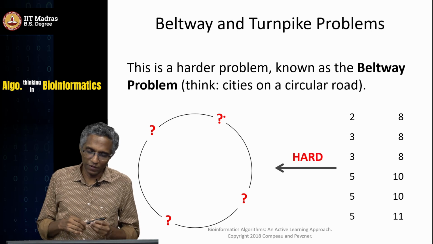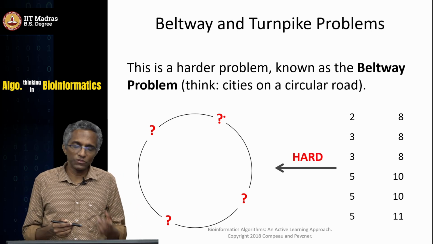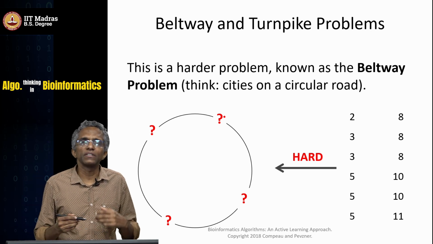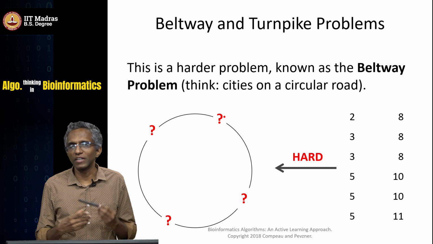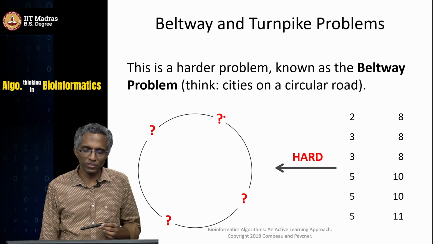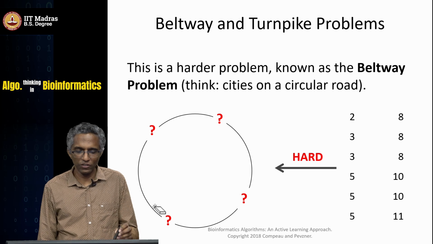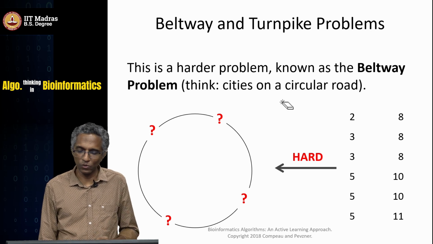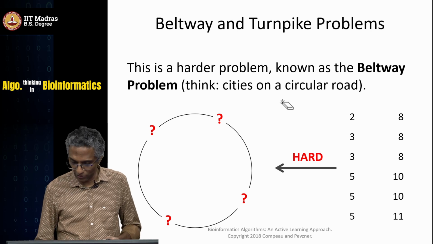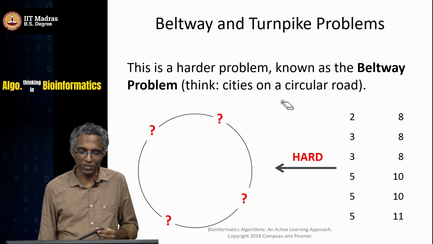In fact, for the exact version of the problem, it's not even known whether it is NP hard or not, but there are certain noisier versions of the problem where NP hardness has been proved. And so, there is not much known about this Beltway problem, where you are trying to figure out where the cities are on a circular road given pairwise distances between the cities. And this is very closely related to the cyclopeptide sequencing problem.